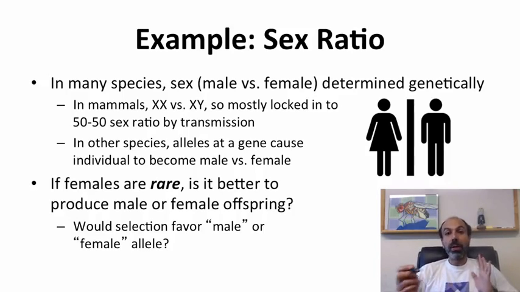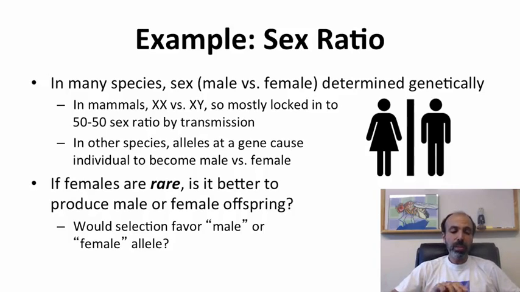Is it better to produce the abundant type? Or is it better to produce the rare type? Essentially, in this particular example, would selection favor the male or the female allele? It's probably better to produce the rare type because you're more likely to mate. If you produce the common type, you're very likely not to mate.